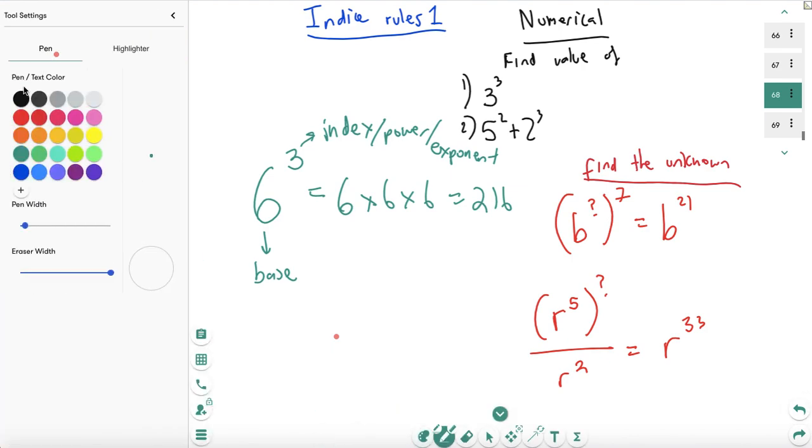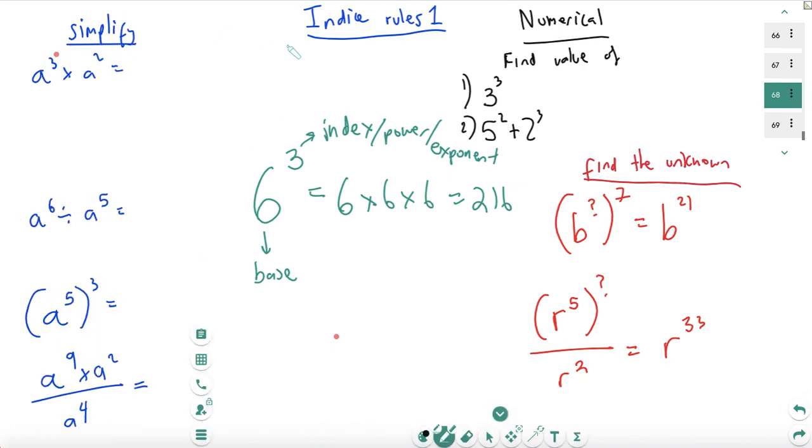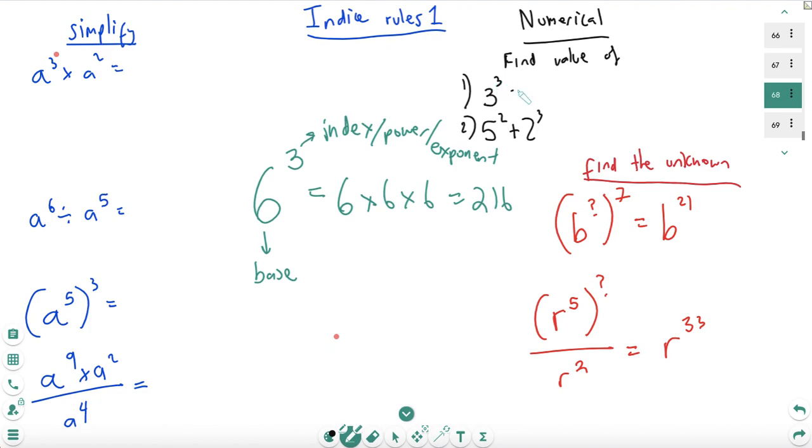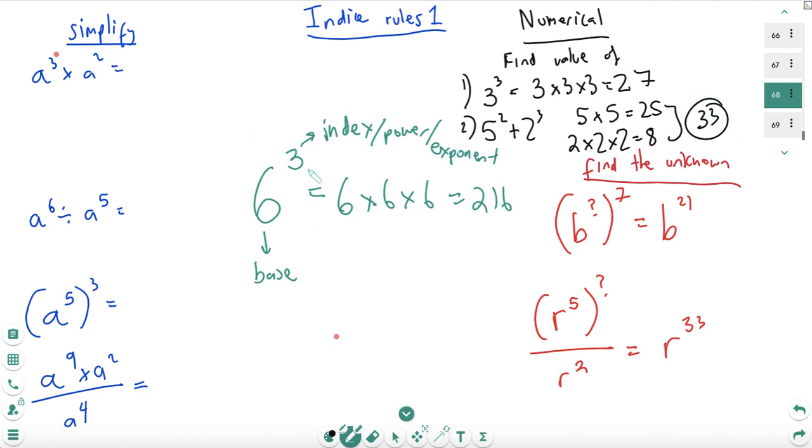Let's look at this black section on top. Find the value of 3 to the power of 3. Well, we have to multiply the base, which is 3, by itself 3 times. So 3 times 3 times 3, which is 27. Here, we have to do 5 squared plus 2 to the power of 3. Well, 5 squared is 5 times itself 2 times, which is 25. And then we have to add that to 2 to the power of 3, which is 2 times itself 3 times, which is 8. And if we add them up, it makes 33. And that would be our answer.